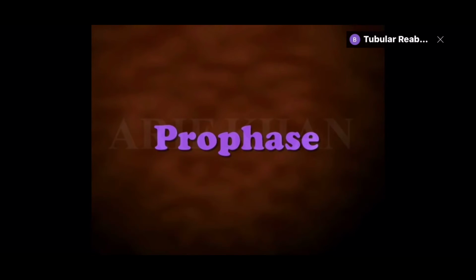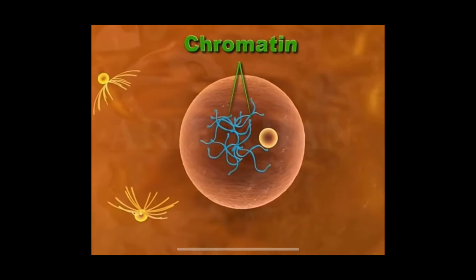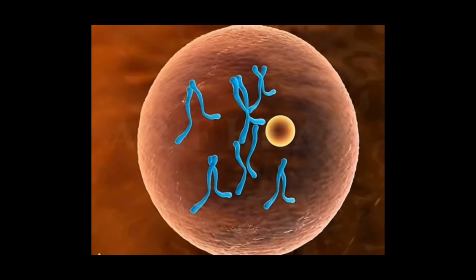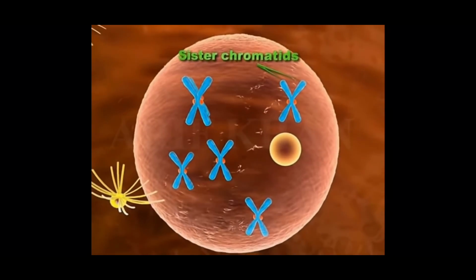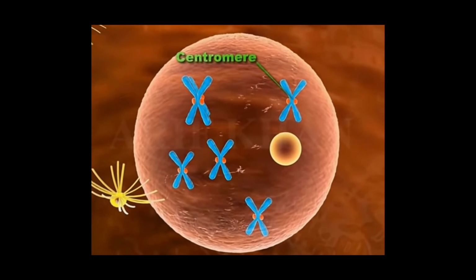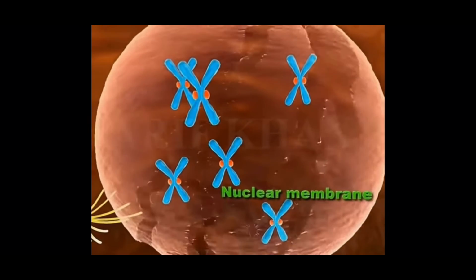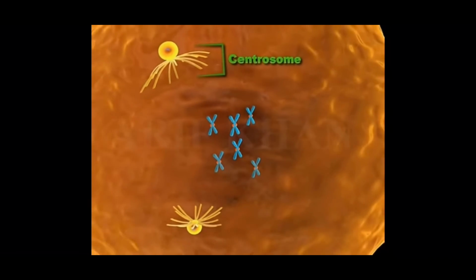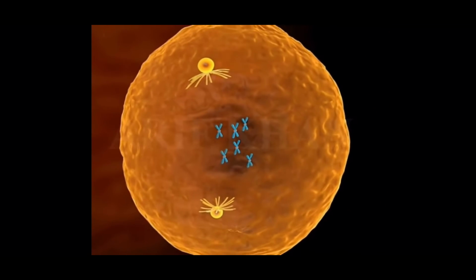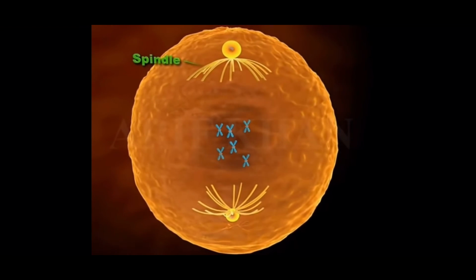Prophase. During prophase, the chromatin condenses and becomes short and thick to form chromosomes. Each chromosome has 2 sister chromatids joined together at the centromere. The nucleolus disappears and the nuclear membrane starts to break down. The centrosomes, each with a pair of centrioles, move apart to the opposite poles, forming a spindle between them.